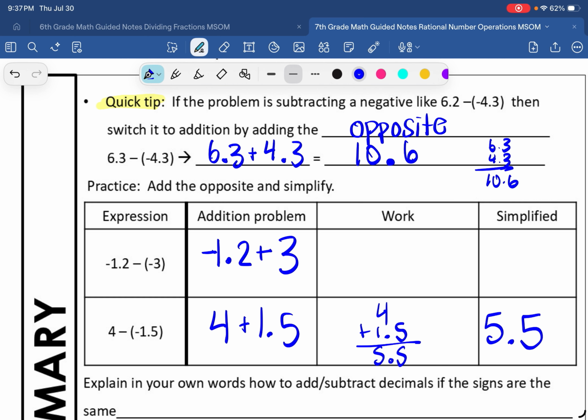This problem right here, I noticed that I have a 1.2 and a 3. The 3 has a larger value, which is positive, so my solution will be positive. Then I'm just going to find the difference of the two numbers. 3 minus 1.2, add my 0 there, and that will give me 1.8, and it's going to be positive.